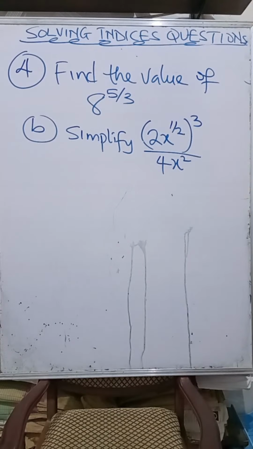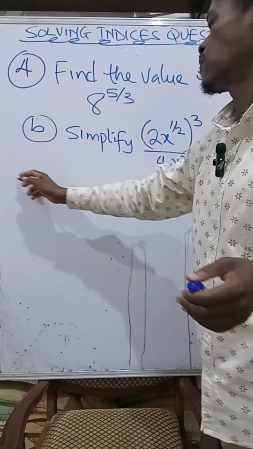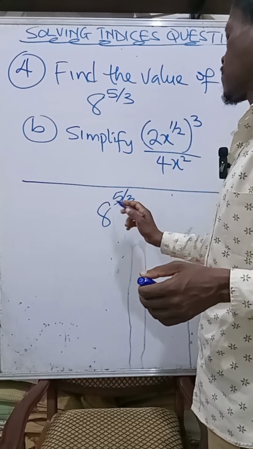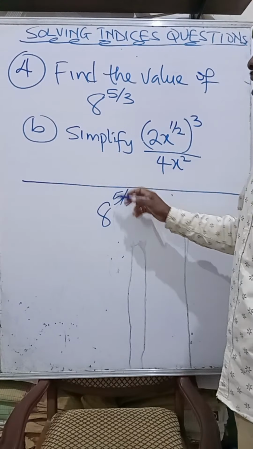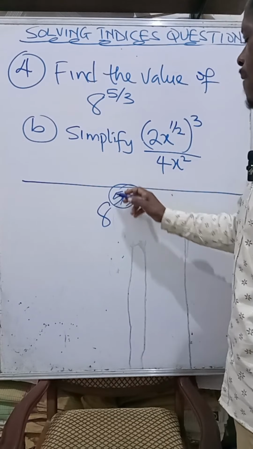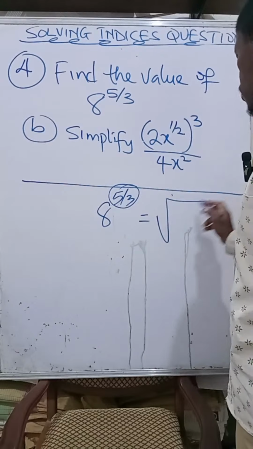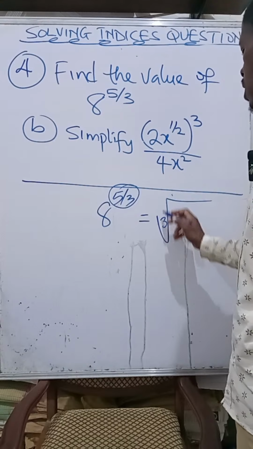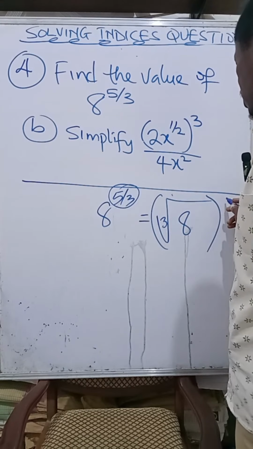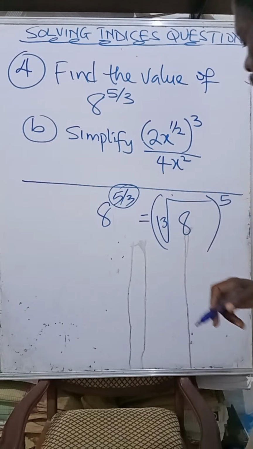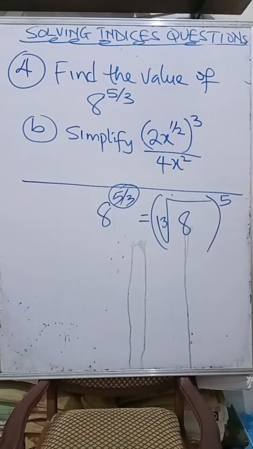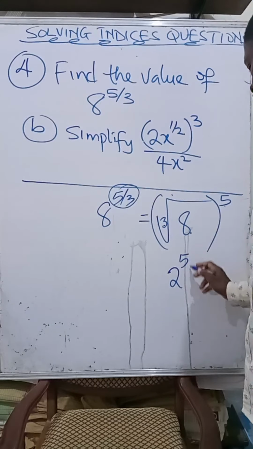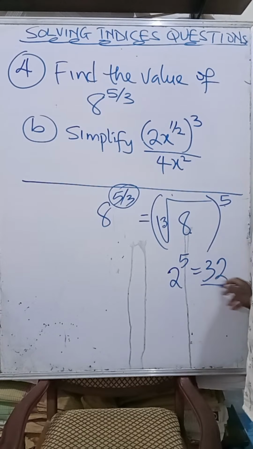Find the value of 8 to power 5 over 3. We've said that if you have a fractional power, it's going to be a root of the base. The denominator of that exponent will be the root, and then the numerator we enclose as the power. So cube root of 8 is 2, and then power 5. That's what? That's 32. Now that is finished.